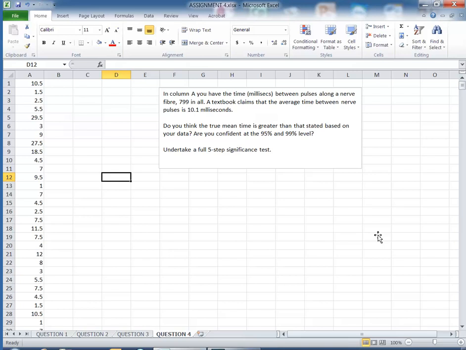The final one is the easiest of them all. This is just getting you to calculate a test statistic and working out what is the probability of getting that test statistic. So what it's telling you here is a textbook claims that the true mean average time between nerve pulses is 10.1 seconds.